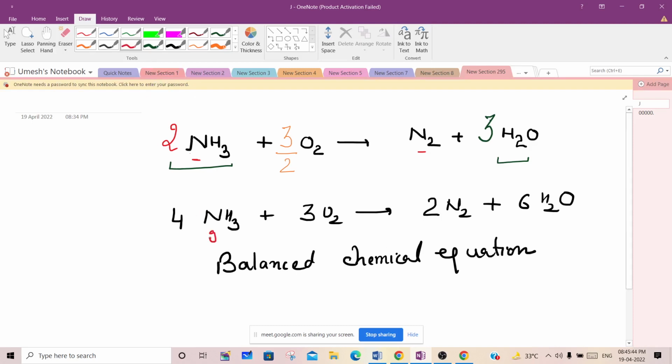And then the physical state: oxygen is a gas, nitrogen is a gas, but water is a liquid. Mention the physical state at the end. Okay, sir. That is how we will be balancing the equation. Understood? Yes or no?